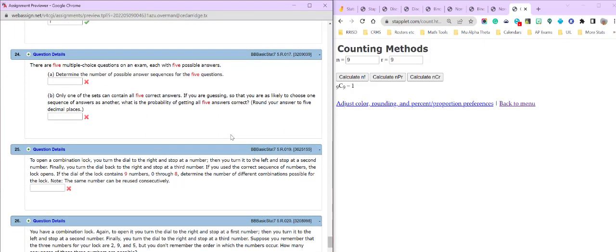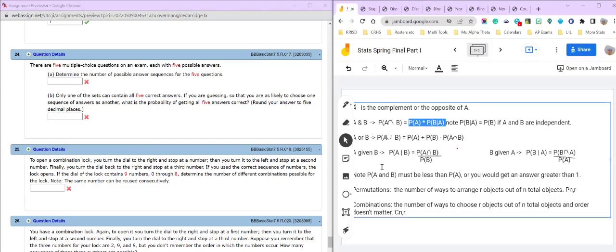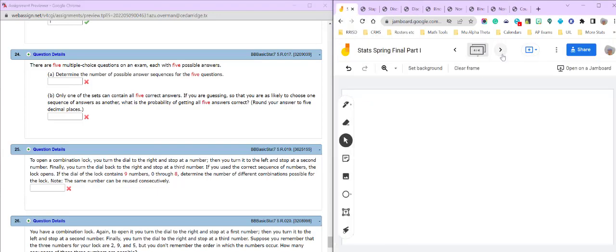5 multiple choice questions on an exam, each with 5 possible answers. Now, this one's a little different. This is the fundamental counting principle. So what we're going to say is you have 5 choices for 5 questions, right? So you have 5 times 5 times 5 times 5 times 5. So that's pretty big. Because you have 5 choices on each question, there are 5 questions.